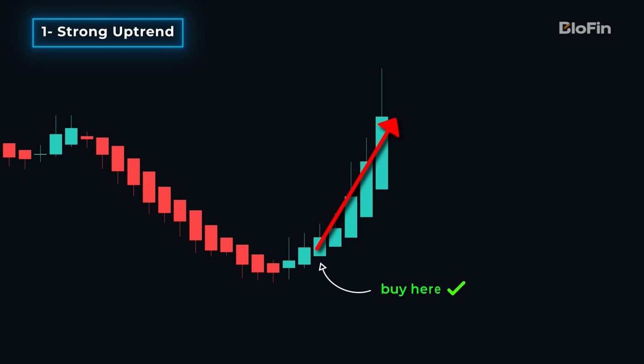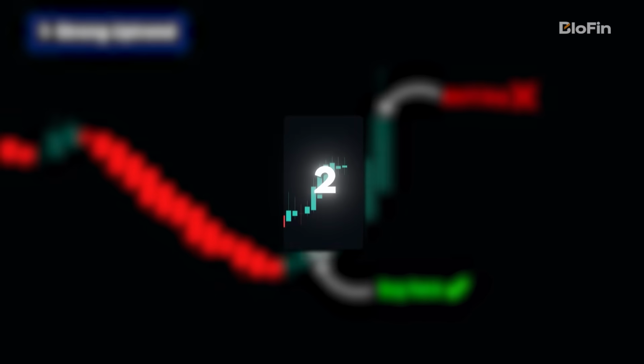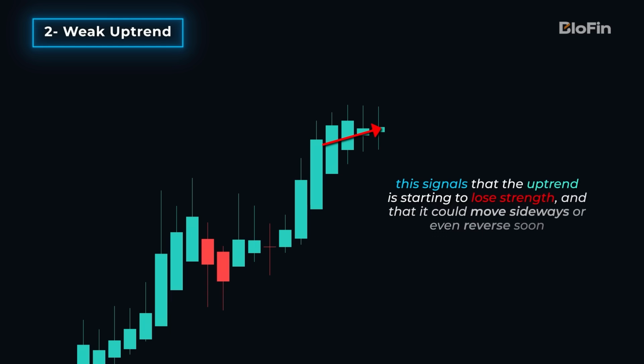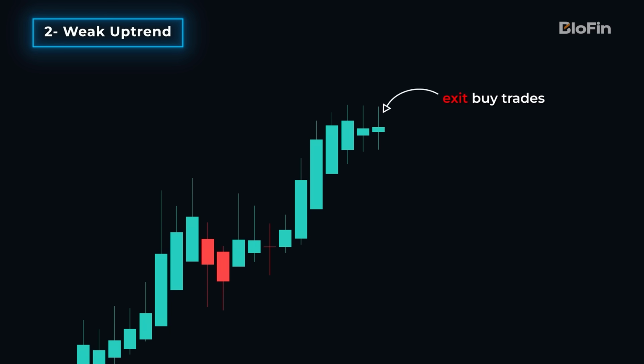But remember, the ideal entry is actually during the early stage of the trend, when the body is still small. Avoid buying near the top, as most of the upwards move has already played out. I'll explain how to do this later in the strategies part. Number 2. Weak uptrend. In a weak uptrend, the body of the green candle starts to shrink in size. Usually, we might see lower wicks begin to appear. This signals that the uptrend is starting to lose strength and that it could move sideways or even reverse soon. During this time, you should be ready to exit your buy trades.